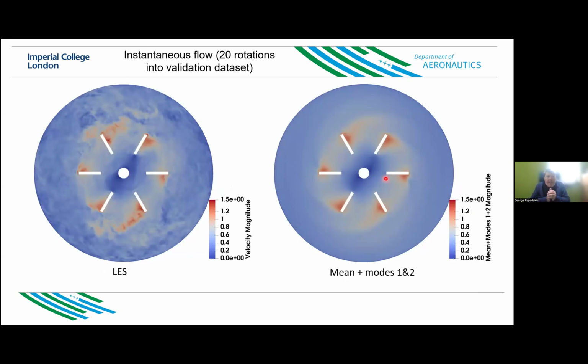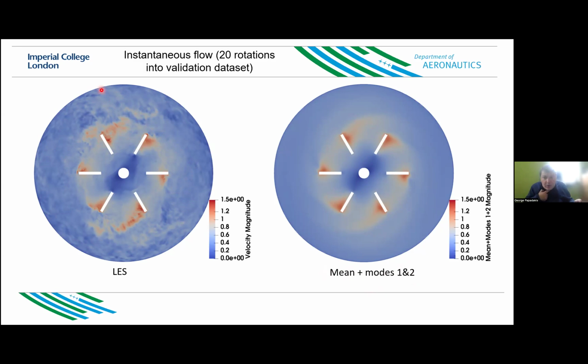Now, if we look at the instantaneous flow, this is again 20 rotations into the validation data set. On the left, you see the instantaneous contours of the instantaneous velocity magnitude, which I got with my LES. So you can see structures with a large variation of scale. You can see large structures close to the impeller, and very small structures on the rest of the tank. On the right, you see the results if I superimpose the mean and modes 1 and 2. So this plot on the right has captured the large-scale features of the plot on the left, but of course it has missed the small-scale fluctuations, okay?